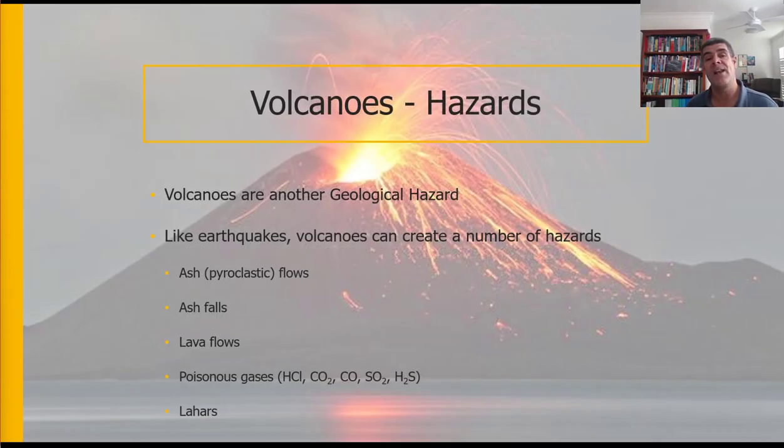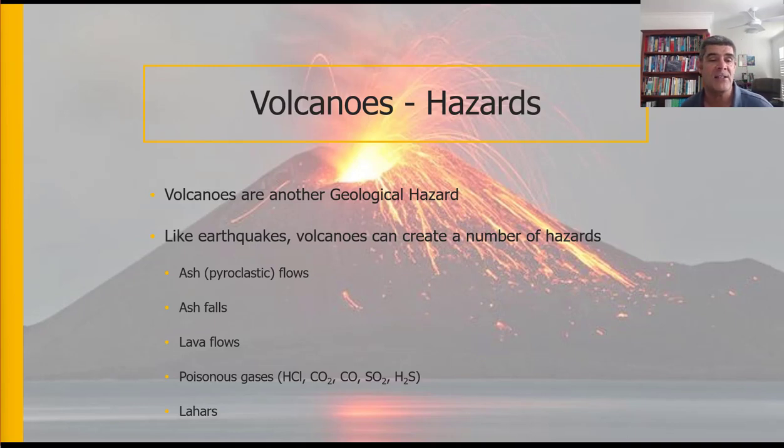So volcanoes are another geological hazard. Like earthquakes, there are a range of different types of hazards associated with volcanoes, and these are often associated with the type of volcanic eruption, the nature of the magma, and I guess the concentration of explosive gases that may be present. So when we're talking about some of the hazards associated with volcanic activity, we're talking about ash flows or pyroclastic.